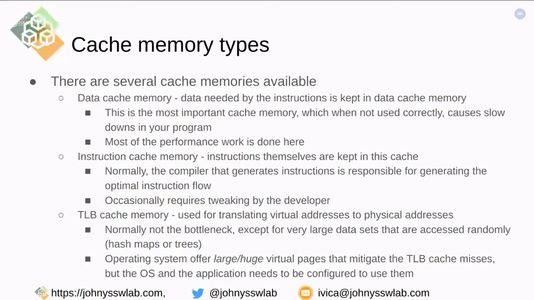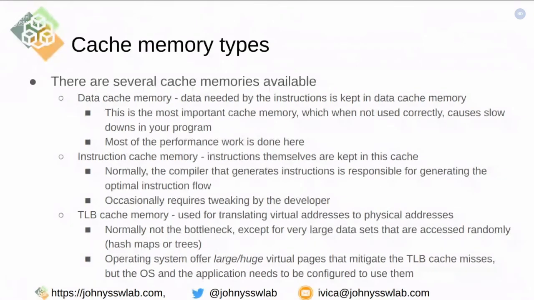Another type is called the instruction cache memory, where the instructions themselves are kept. Normally you don't do any optimization there. The compiler knows these things best. Sometimes you might tweak this, but rarely. At least I never did it.